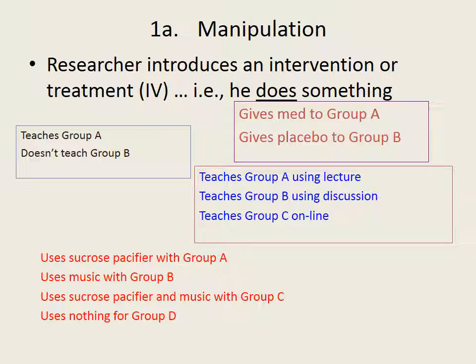If we're doing some circumcisions with babies, this is a common one, we can use a sucrose pacifier with group A, use music therapy with group B, use a sucrose pacifier and music with group C, and do nothing for group D. And we're trying to see what is the best method.